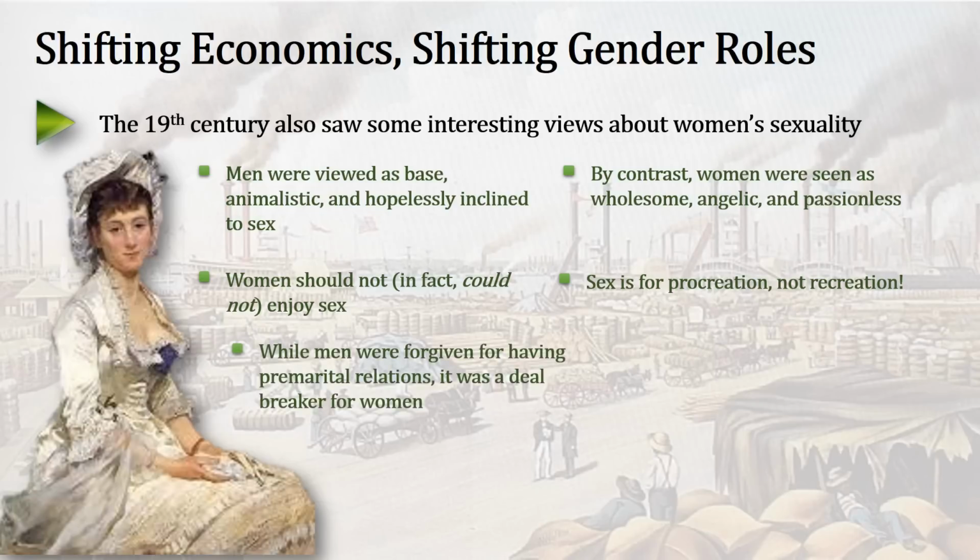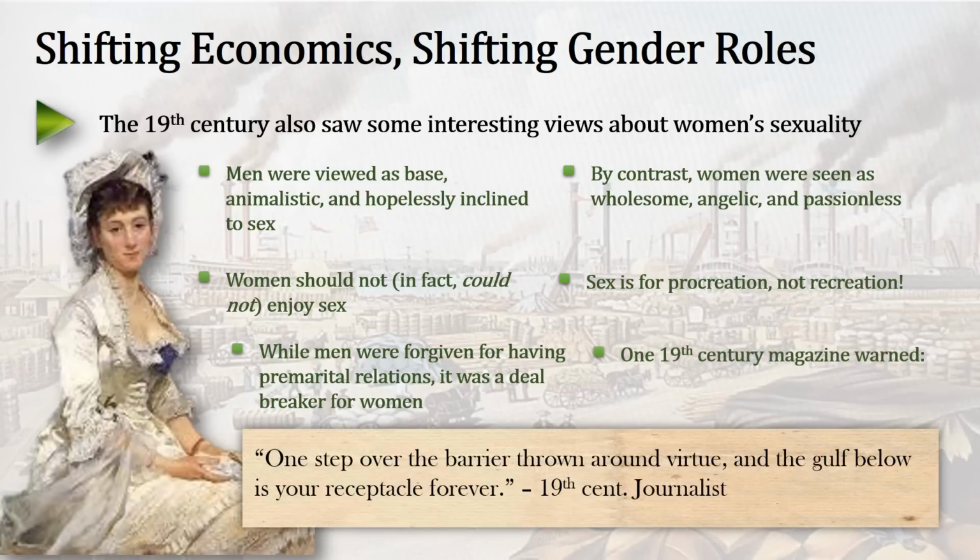So while men could be forgiven for having premarital relations or even extramarital relations, it was a social deal breaker for women. One 19th century magazine says, "One step over the barrier thrown around virtue, and the gulf below is your receptacle forever."